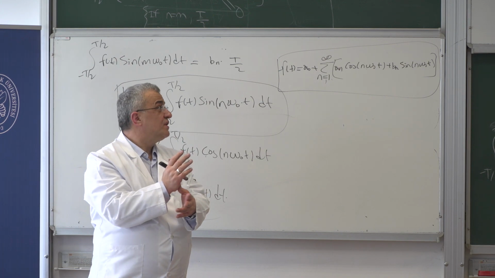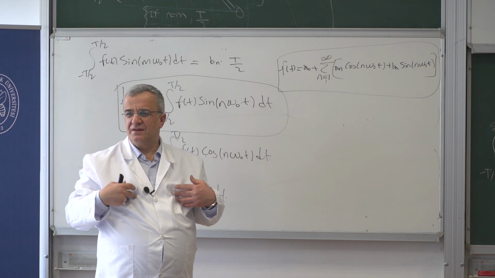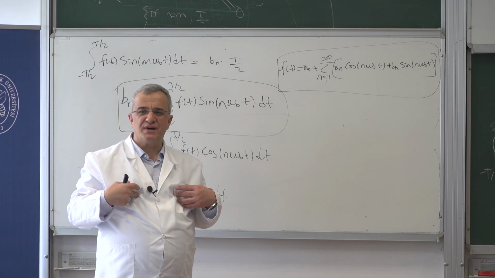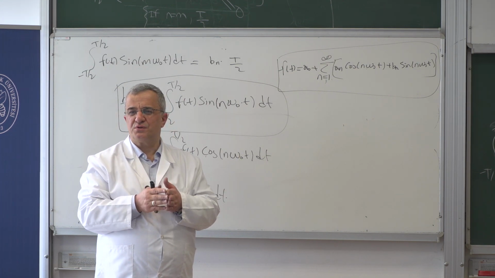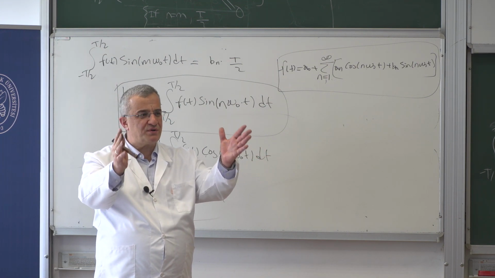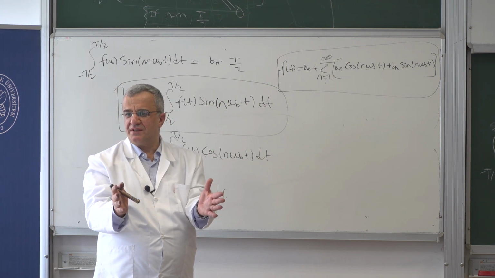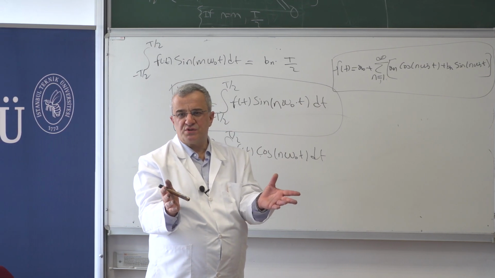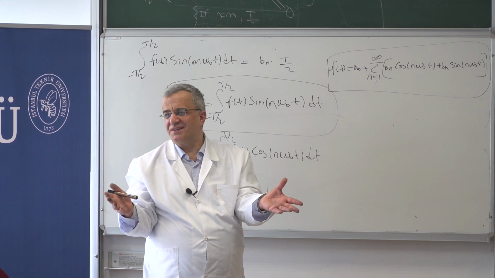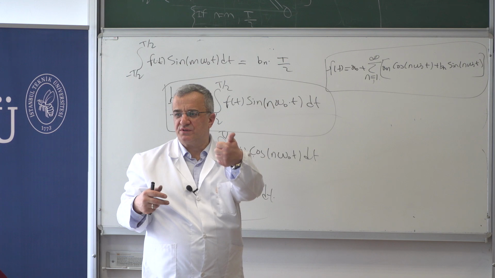Of course, this omega 0, who defines omega 0? Do I define it? How is it defined? How do we know omega 0? It is the period of the function, isn't it? So the function is periodic with period capital T, right? So omega 0 is equal to 2 pi over T. So you know the periodicity of the signal defines your fundamental frequency.